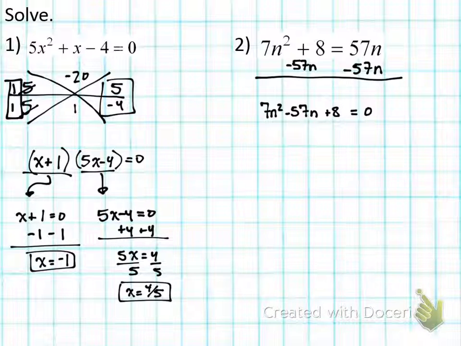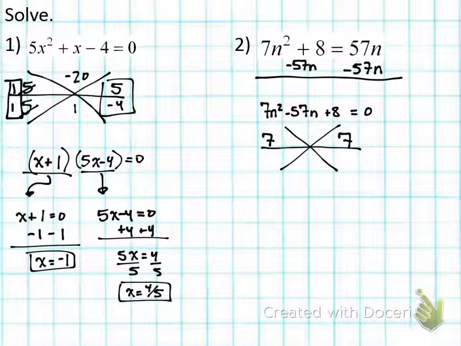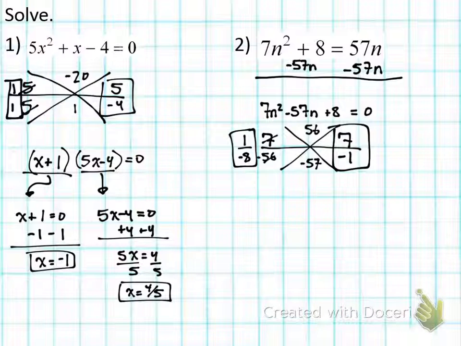Now we have A, B, and C in its respective order, so we're going to create an x box. 7 and 7 are A. A times C is 56. B is negative 57. Okay, it's an easy set of factors, so we know that negative 56 times negative 1 is positive 56, but adds up to negative 57. We know that 7 goes into each of these factors, making it 1 and negative 8. Box that. 7 over negative 1 I can't simplify anymore, so we're going to leave that alone.